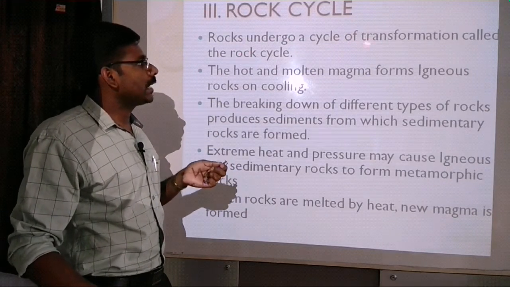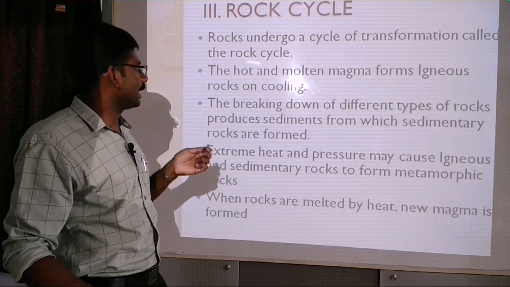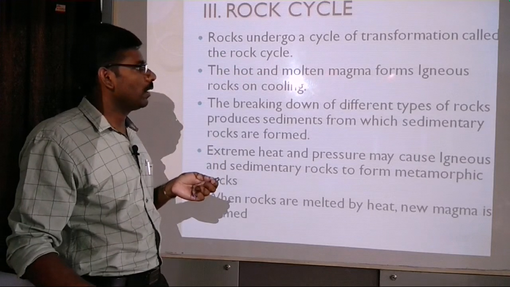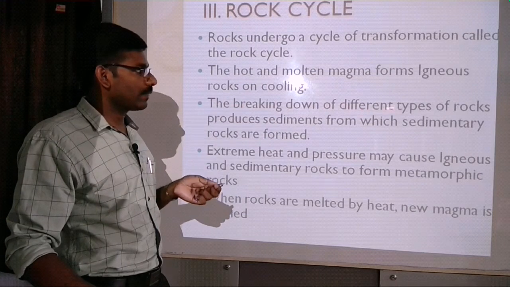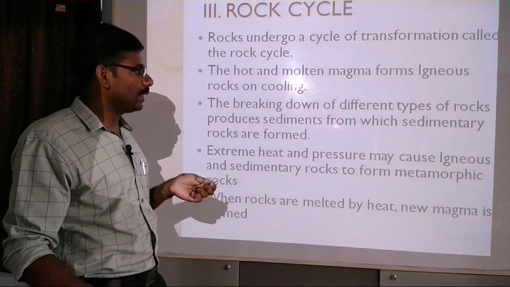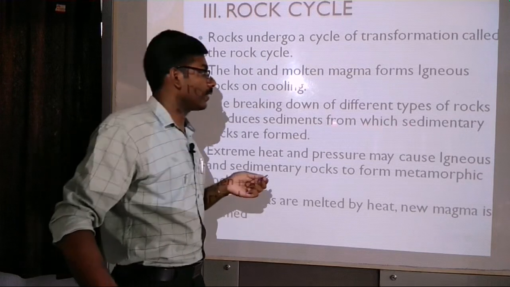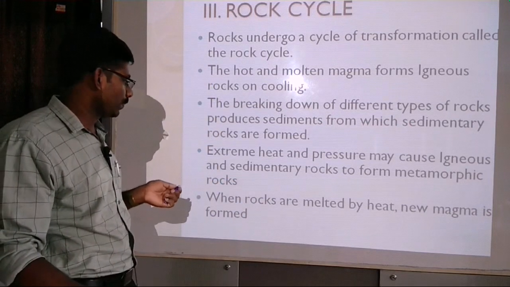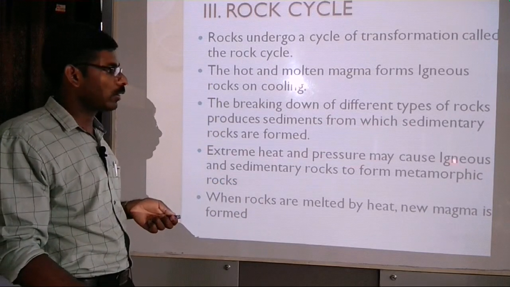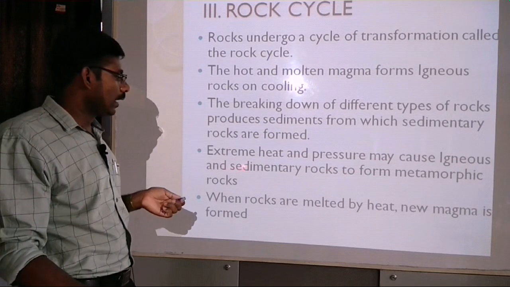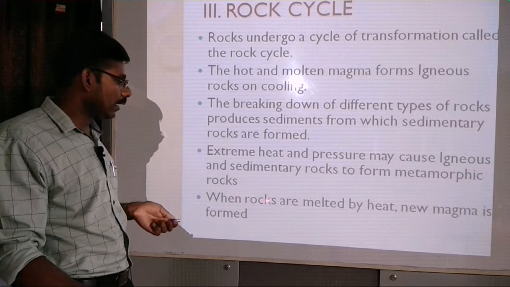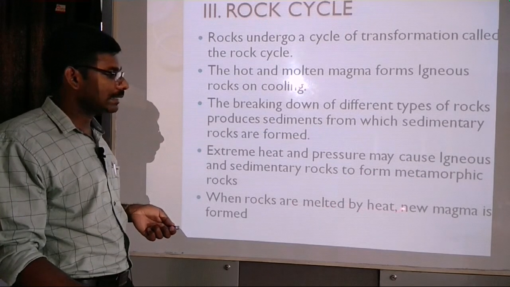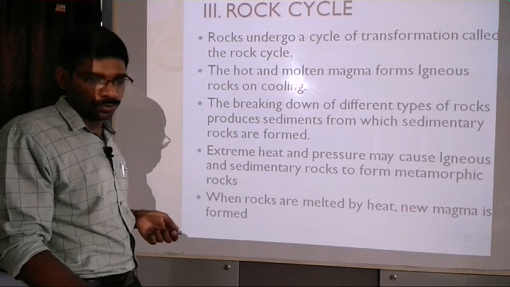The next topic is the rock cycle. Rocks undergo a cycle of transformation called the rock cycle. The hot melted magma forms igneous rocks on cooling. The breaking down of different types of rocks produces sediments, from which sedimentary rocks are formed. Extreme heat and pressure may cause igneous rocks and sedimentary rocks to form metamorphic rocks. When rocks are melted by heat, new magma is formed.